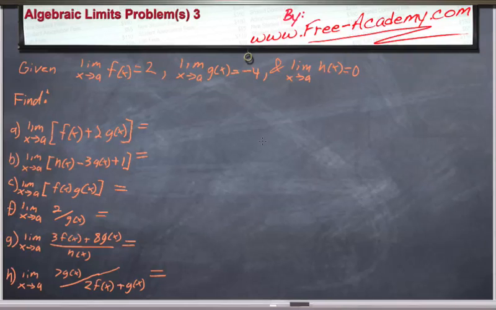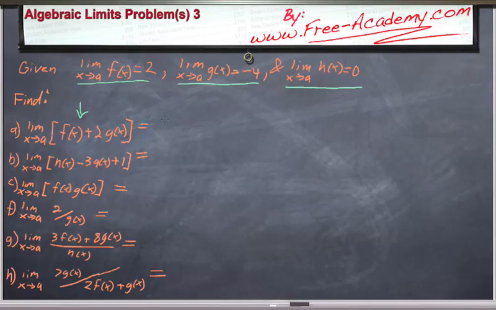In this lecture presented by www.free-academy.com, we're going to be doing problem 3 out of the text, practicing our algebraic limits. So we've been given three functions here. The limit as x approaches a of f of x equals 2, the limit as x approaches a of g of x equals negative 4, and the limit as x approaches a of h of x equals 0. With this information, we have to compute the following limits, or determine if they don't exist. If they exist, figure them out. If they don't exist, explain why.